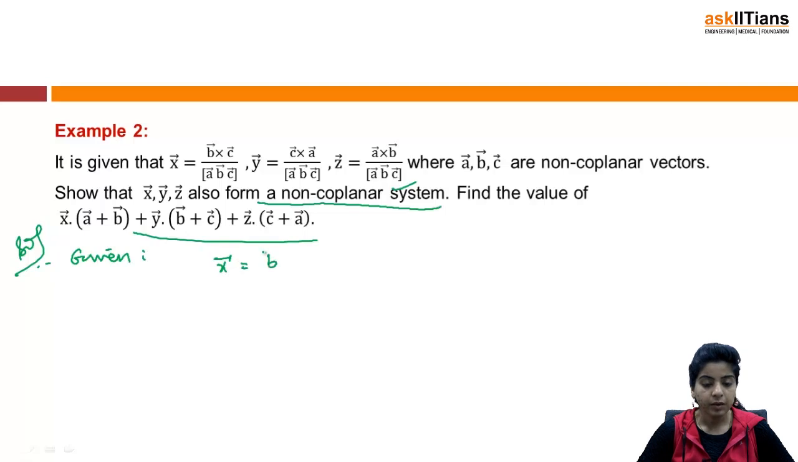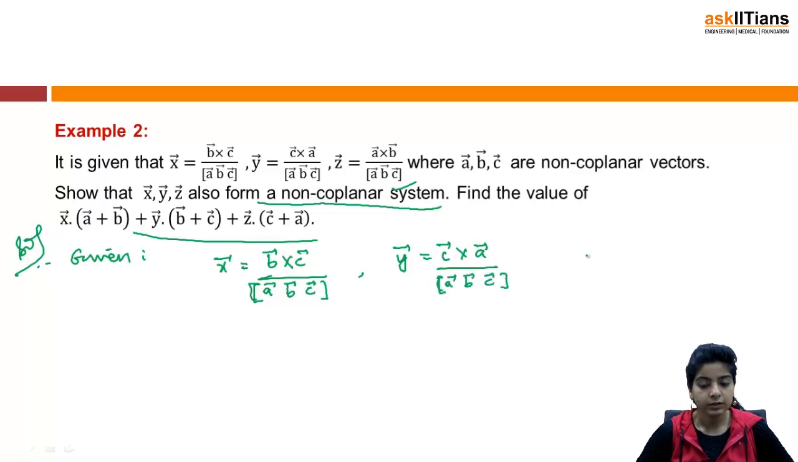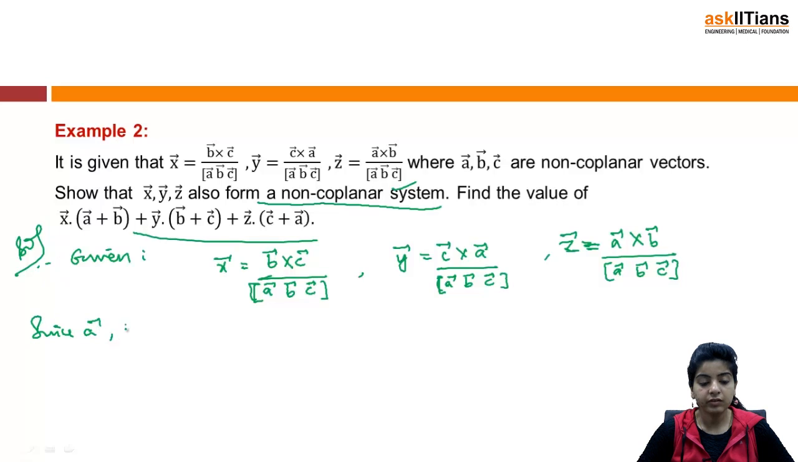that X is B cross C by [A, B, C], and Y is C cross A by [A, B, C], Z is A cross B by [A, B, C]. This is the given condition, and A, B, C are non-coplanar vectors. Since, what does this imply? This is how the properties get utilized.